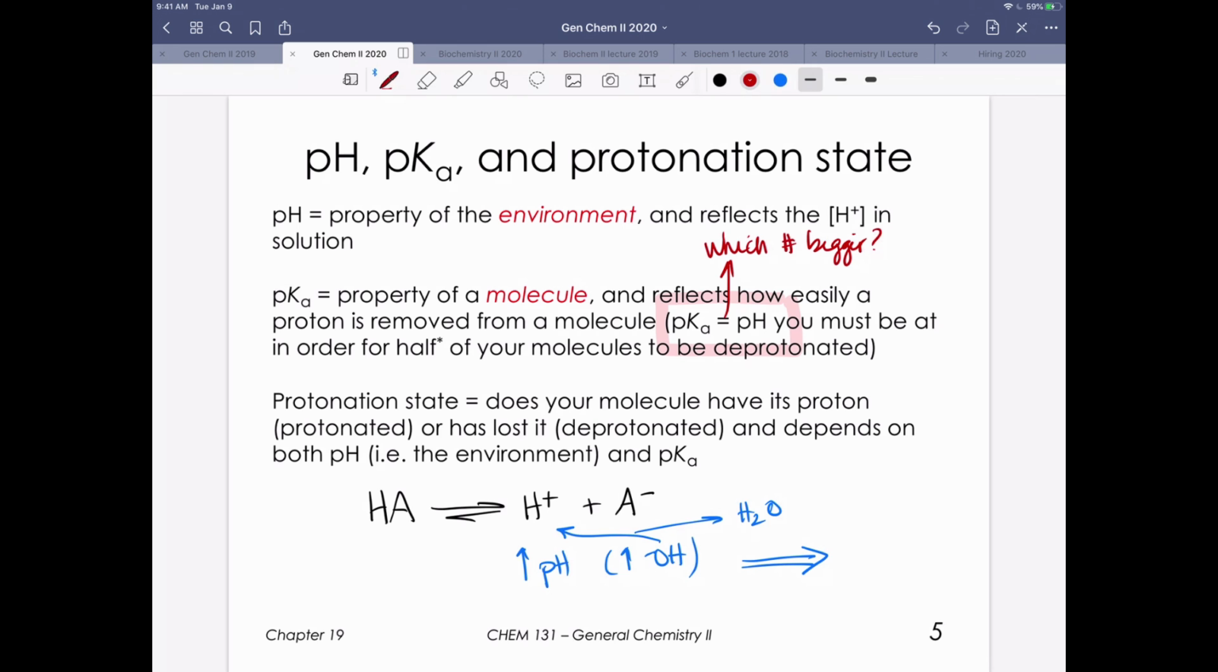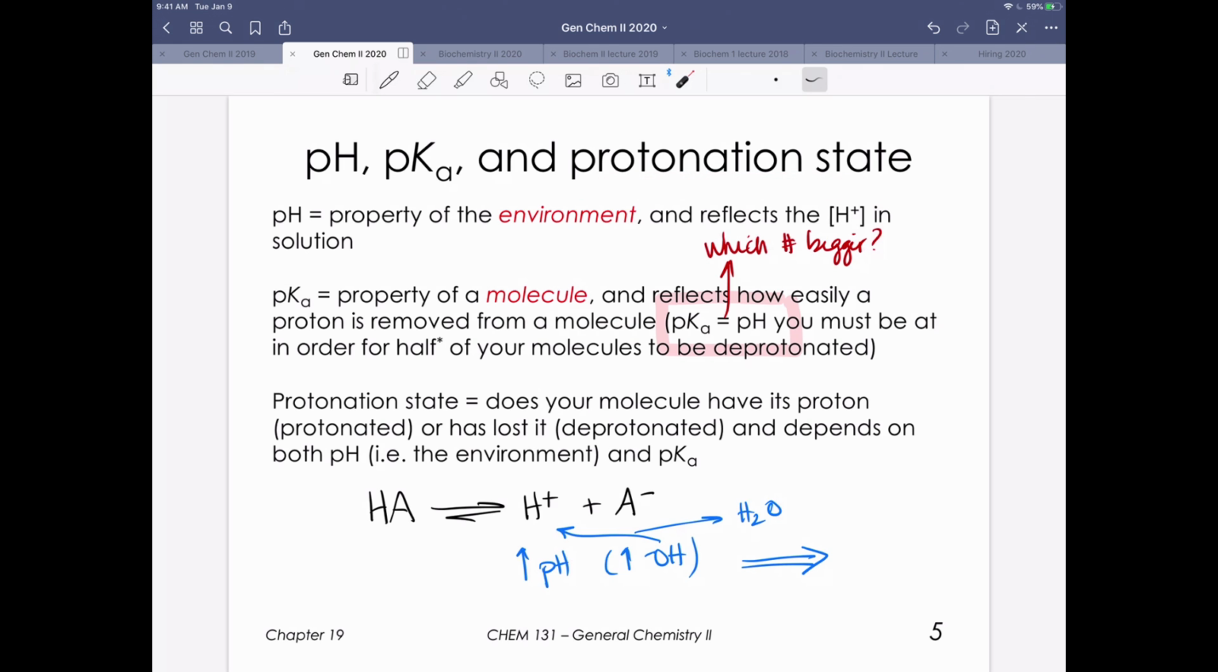And this is all written down in your How Do I Know How To sheet. If pH is greater than pKa, that means the environment wins, because pH is a property of the environment. If the environment wins, that means the molecule is deprotonated. On the other hand, if pH is less than pKa, if pKa is a bigger number than pH, that means the molecule wins. The molecule gets to hold on to its proton, and we'd say that molecule is still protonated. So a very important skill for you to know is how to determine the protonation state of any given species.